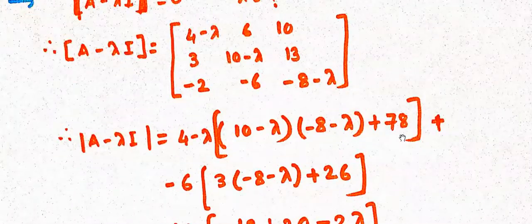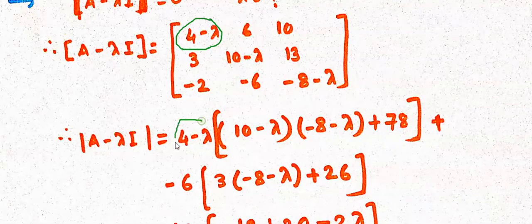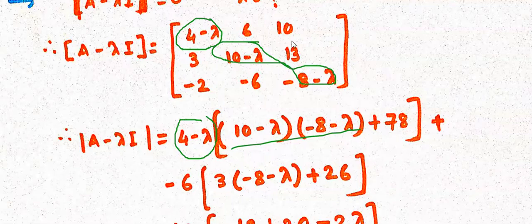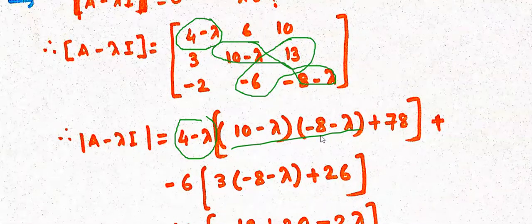Now what is that further calculation? To get the determinant of the 3 by 3 matrix, let's solve it with this approach. This is 4 minus lambda, into what? 10 minus lambda into minus 8 minus lambda, so that is done over here. Minus 13 into 6, that is with the minus sign, so it will be the value plus 78.